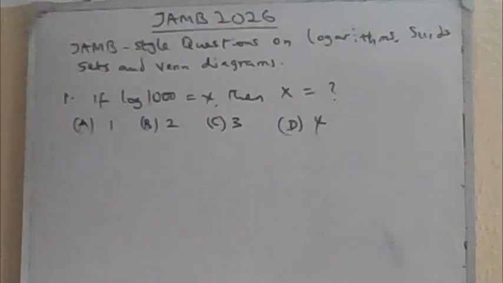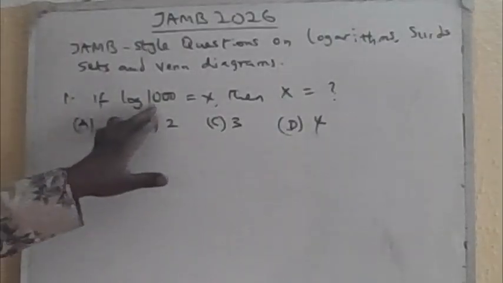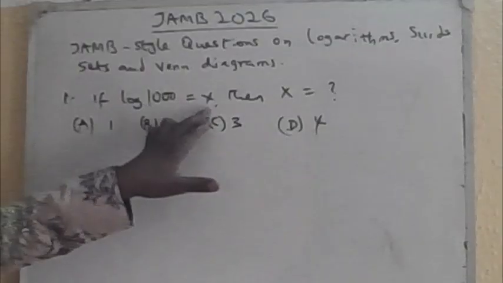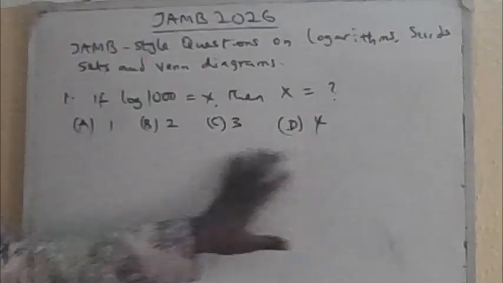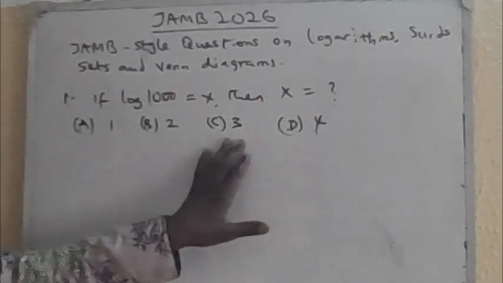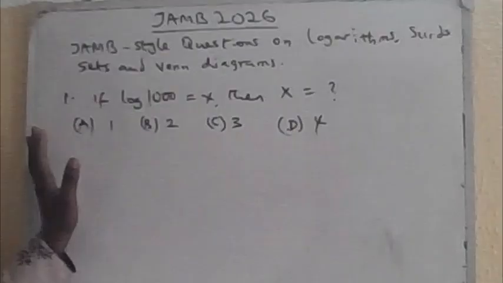So we have this question on the board. It says if log 1000 is equal to x, then x is what? And we have options here. A is 1, B is 2, C is 3, and D is 4. This is a typical JAMB question.